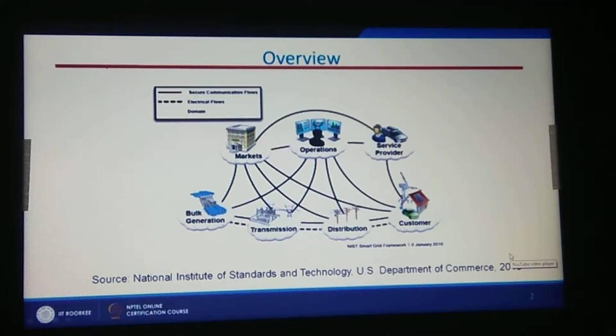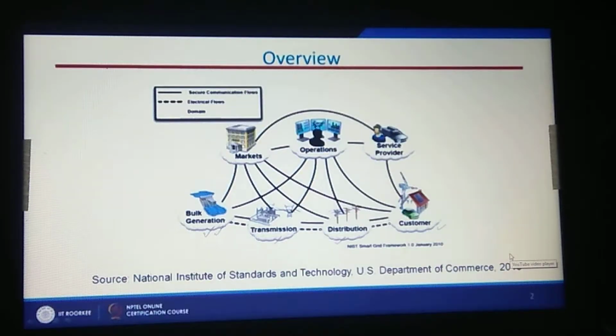Today we'll start in this module the architecture of the smart grid system. If you could see here, in the smart grid system we have 7 sections or 7 parts. The first part is the bulk generation, the second one is the transmission system, the third one is distribution, and the fourth one is the customer. In general, the power is basically generated at the generating station, and this power is transformed from the generation station to the customer's end through the transmission and distribution networks.